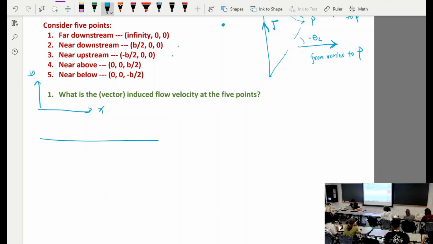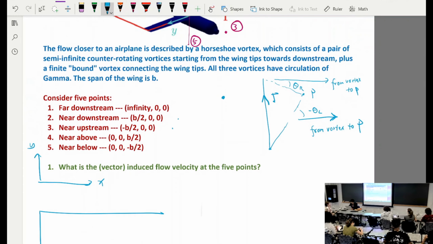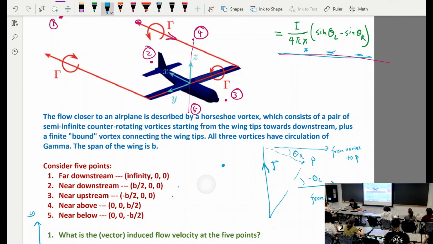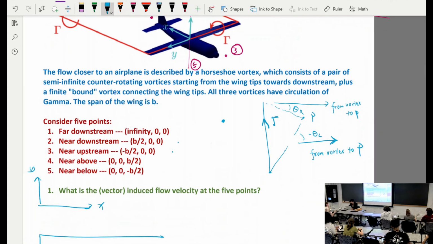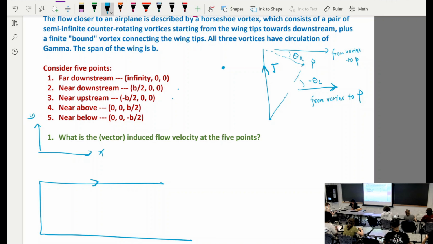And in the xy plane, the airplane looks like that. So we have a vortex that on the right wingtip is going that way, on the left wingtip is going that way, and across the wing is going that way, right? Okay, and the first point is over here, very, very far downstream.